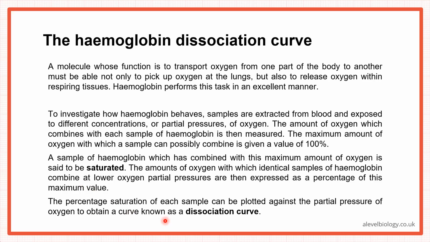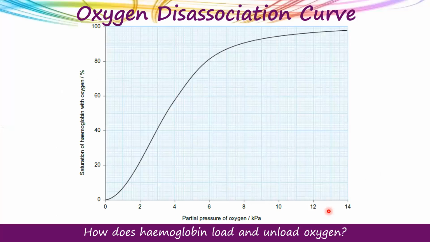So the percentage saturation of each sample can then be plotted against the partial pressure of oxygen to obtain a curve which is known as a dissociation curve, right? So this percentage saturation of the sample is written along the y-axis, okay? And the partial pressure of oxygen is taken along the x-axis. So this is how the oxygen dissociation curve looks.